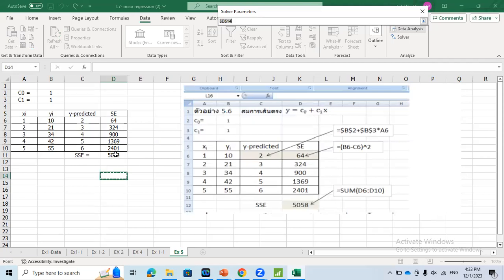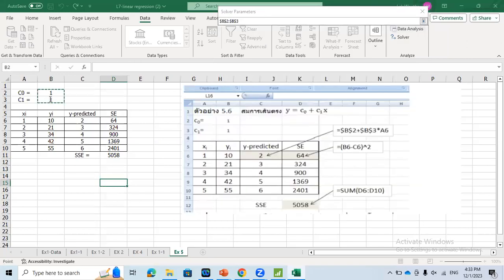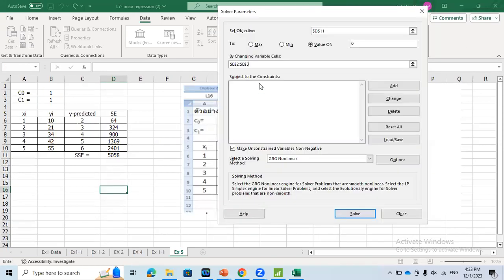If you would like to maximize or minimize, here I would like to set the value equal to 0, or approximately 0. And by assumption, we have to change these values. You can select both of these, B2 and B3. And also you may have some constraints or not. If you know, for example, the value should be between 0 and 1, you can add the constraint. If you know the constraints of C0 and C1, you can add them. For this case, we have no constraints, we don't know them.